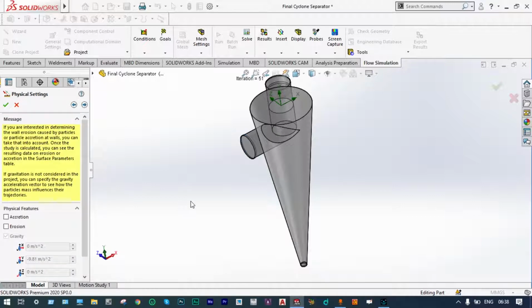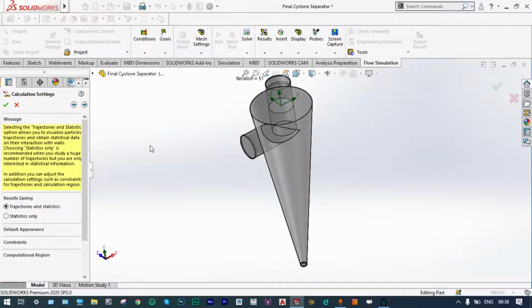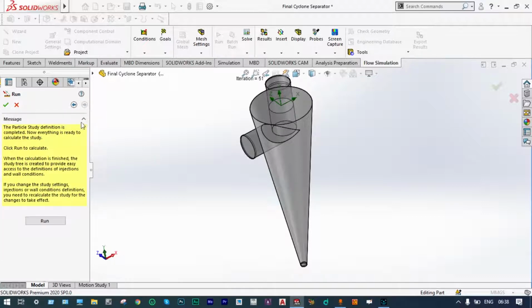Next, as some particles will be accumulated at the bottom exit point, definitely the accretion and erosion effect will also be working in this case. Next to that, you can see the surface wall conditions. As we are injecting solid iron particles, they will not be accumulated at the surface walls. They will suffer ideal reflection. Next to that, we can see trajectories and statistics as our post-processing results. Finally, we can run this particle study.